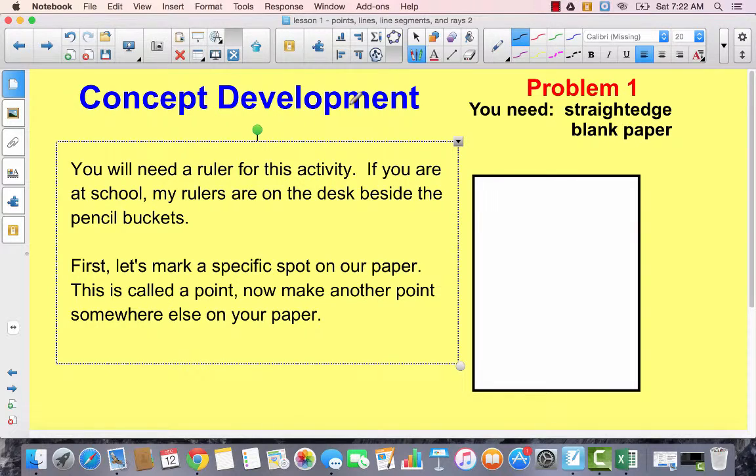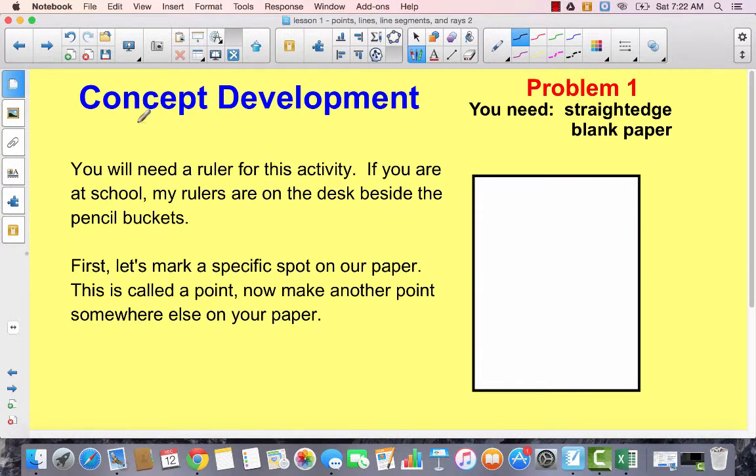Okay, so the first thing I want you to do is this little piece of paper represents your journal paper, okay? And let's think about this for a minute. If you wanted to mark a specific spot on your paper, any part, you would use just a dot. So make a dot somewhere on your paper, all right? This is called a point. Now let's make a point somewhere else on your paper.